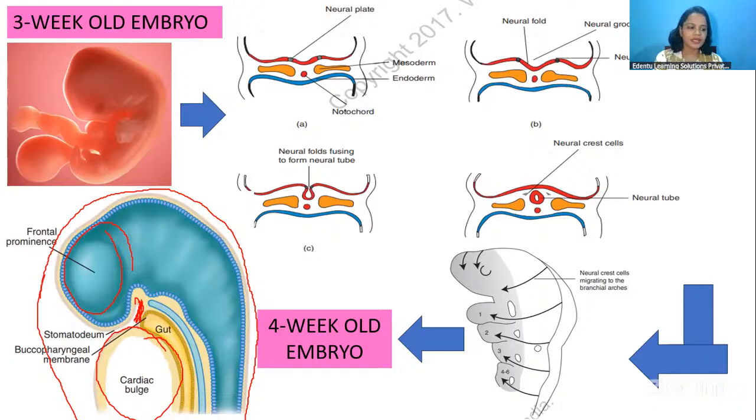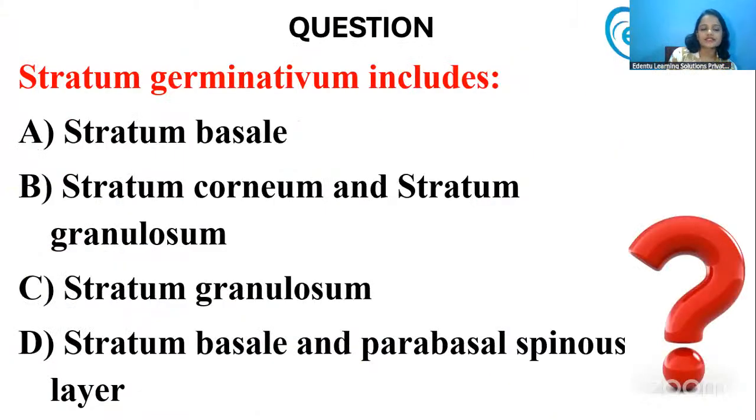All right, the next question: stratum germinativum includes. What does stratum germinativum mean? Is it another name for stratum basale? Or is it stratum corneum and stratum granulosum together, or stratum granulosum alone, or stratum basale and parabasal spinous layer?